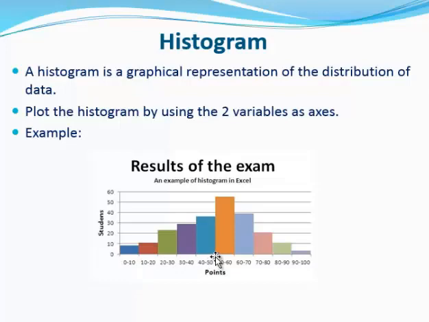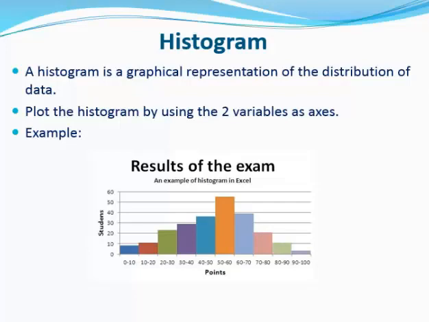So in this diagram, for example, you can see from 0 to 10 points, you had about 8 students, it looks like. From 10 to 20, you have 10 students. From 20 to 30, it looks like you have about 23 students, give or take. 30 to 40, you have about 29 students. 40 to 50, you have about 35. 50 to 60, it tops out at over 50 students, and then it goes back down towards the end.